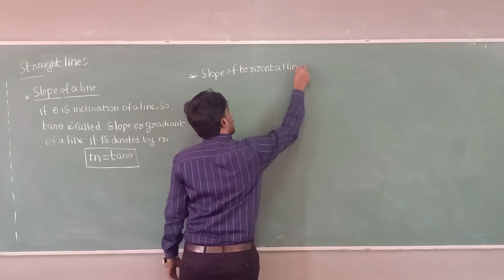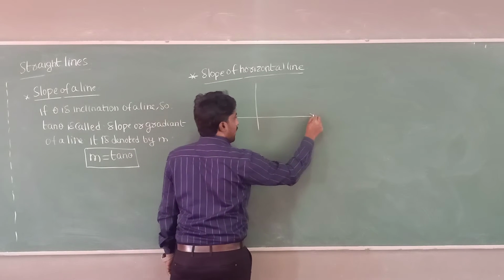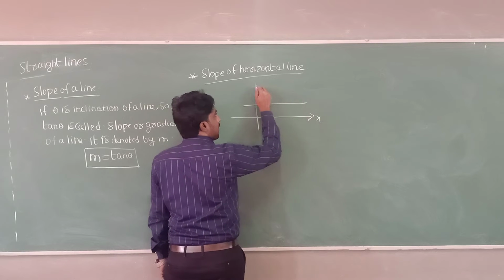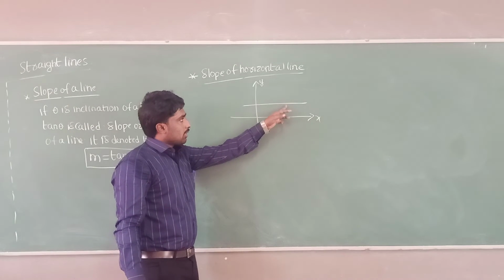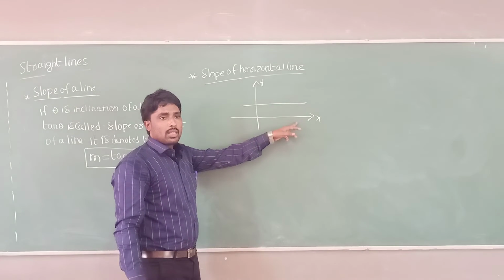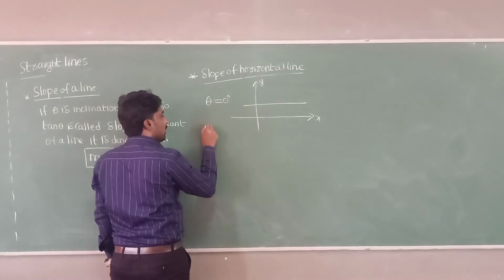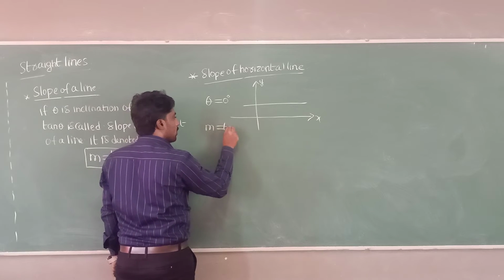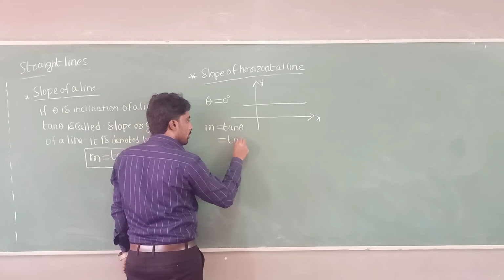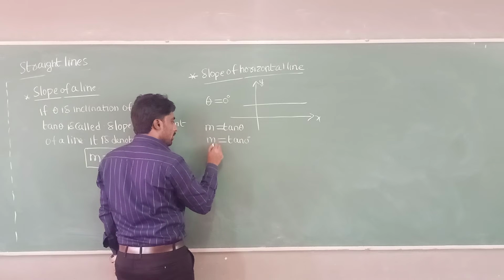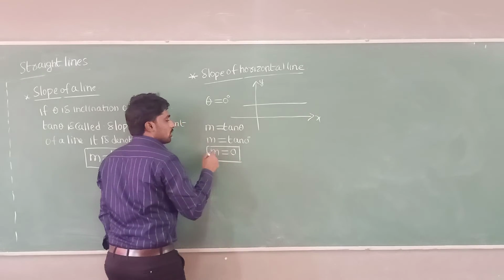So the slope of a horizontal line means what? If I take the horizontal line which is parallel to the x-axis, if you observe clearly, this horizontal line does not incline with the x-axis, so the inclination becomes 0 degrees. What is the slope formula? m equal to tan theta. If I substitute 0 degrees here, I get tan 0 degrees. What is the tan 0 value? 0 only. So finally, the slope of the horizontal line becomes 0.